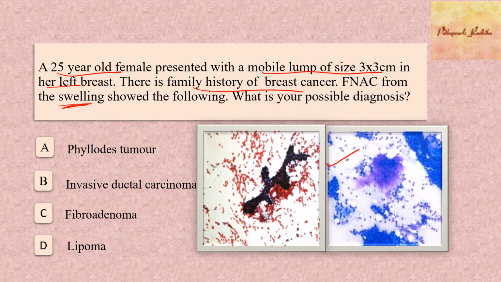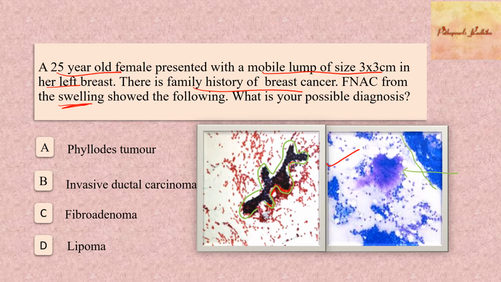So this is the FNAC picture from another field. So what are you seeing here? Any guess? So basically you're seeing a cohesive pattern. What do you mean by cohesive? Cohesive means something which is very adherent to each other, like they're attached to each other. You see a cohesive fragment of cells. Okay, what do you see here? Here again you see a lot of fragments, they are also cohesive.